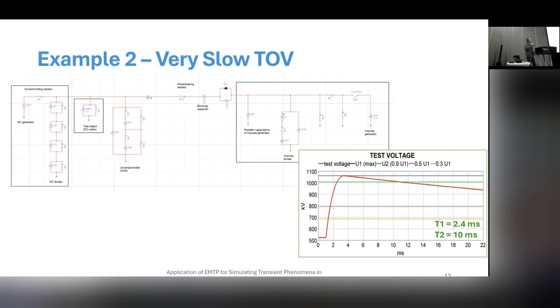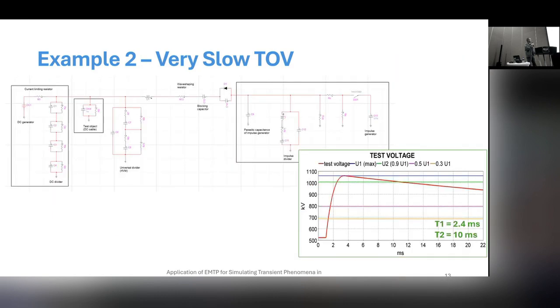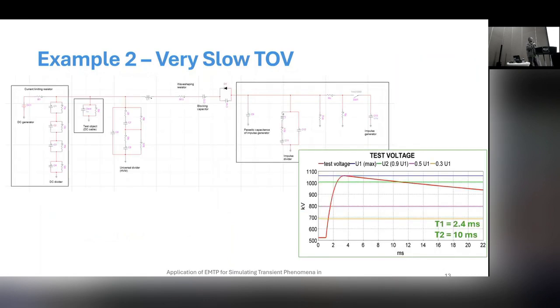Okay, this is the DC voltage on cable and superimposed very slow temporary overvoltage waveform. Okay, and requirement was for front time 0.5 to 3 milliseconds and tail time 10 to 150, and we obtained with the EMTP simulation 2.4 and 10 milliseconds, which means that our impulse generator will have good capability to perform these tests, and soon this test will be carried out. So I don't have measurement for this case, but it should be carried out okay according to the simulation.